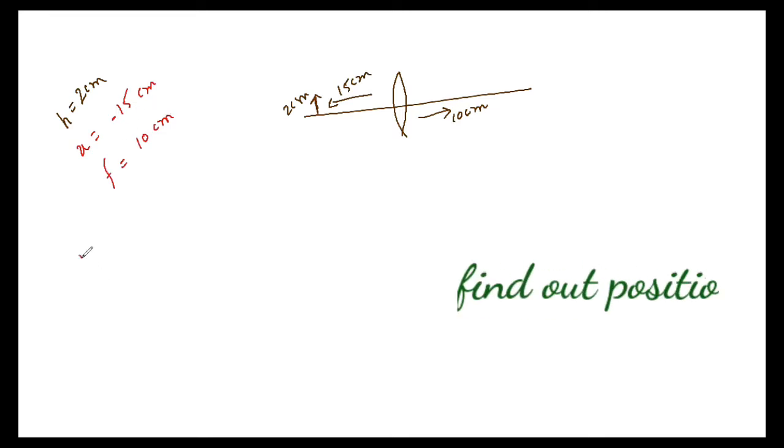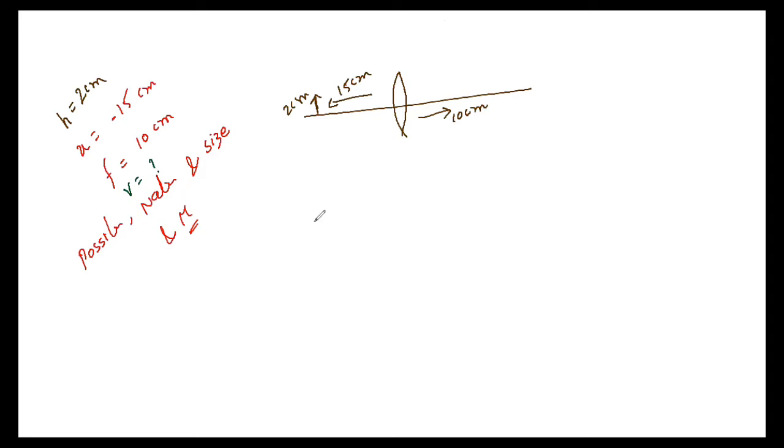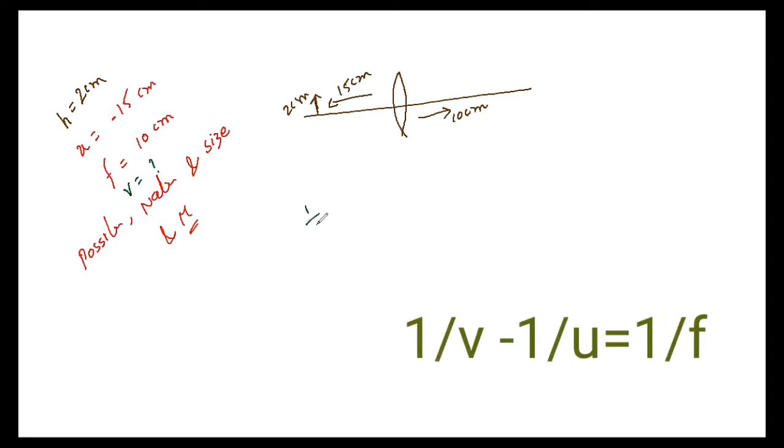Then they're asking us to find the position, the nature, the size, and the magnification of the image. So first we need to find the distance of the image. We know the formula: 1 by v minus 1 by u is equal to 1 by f.